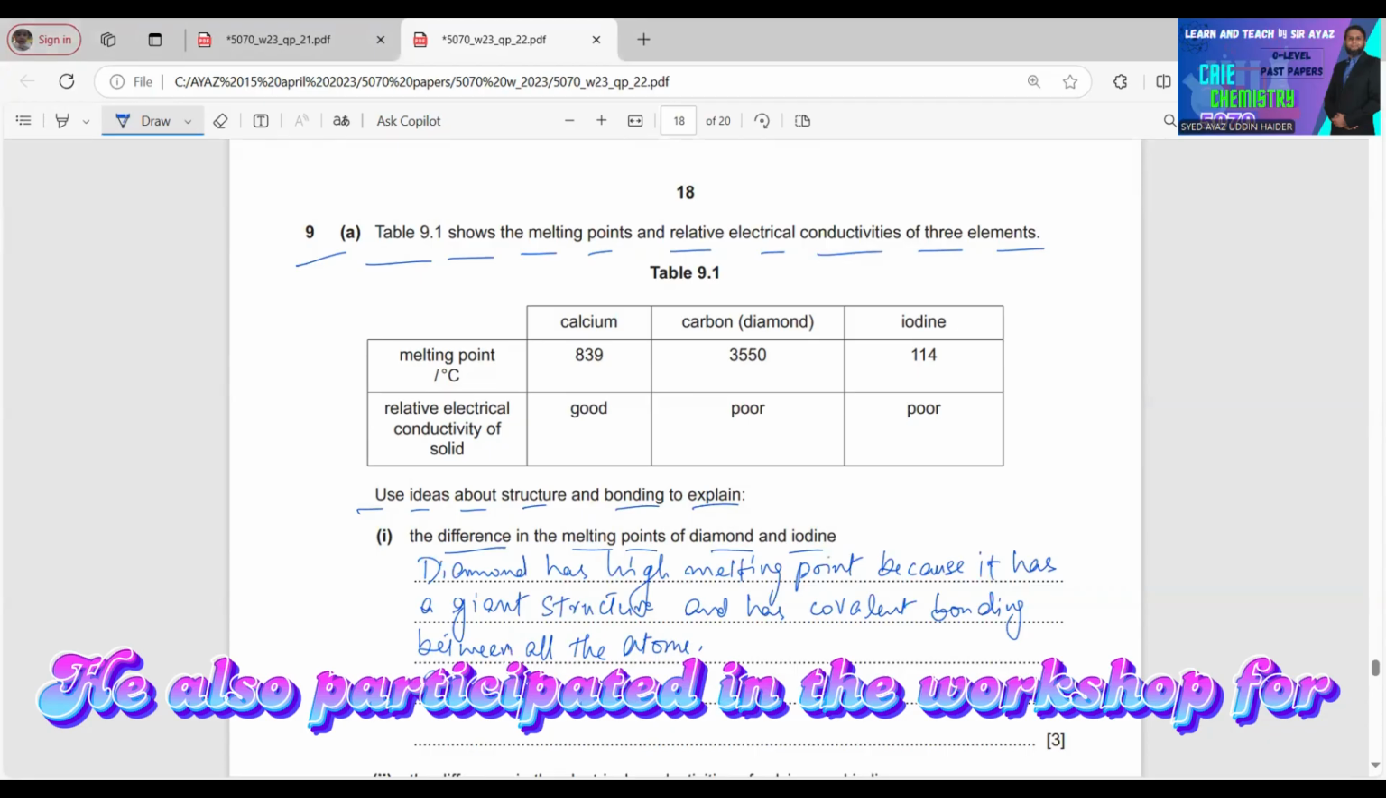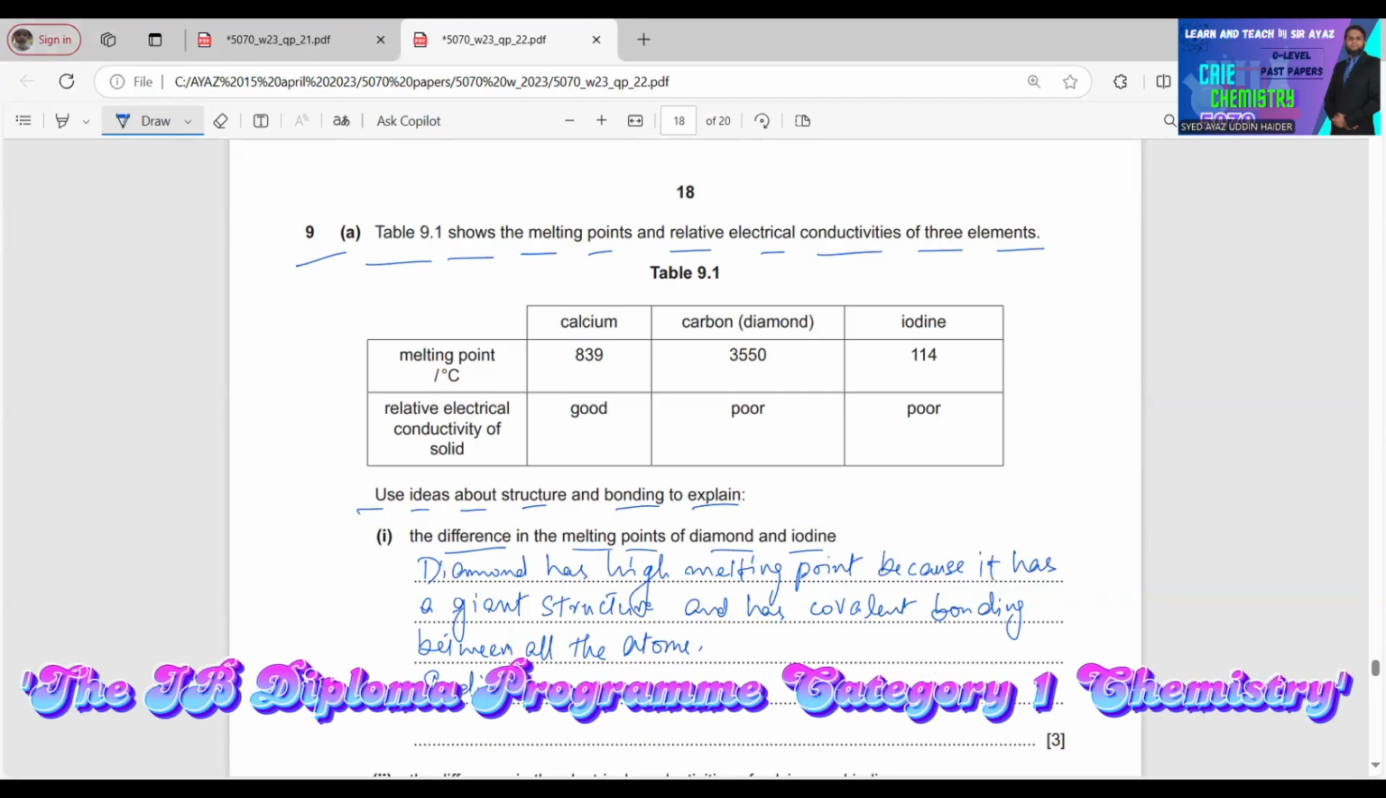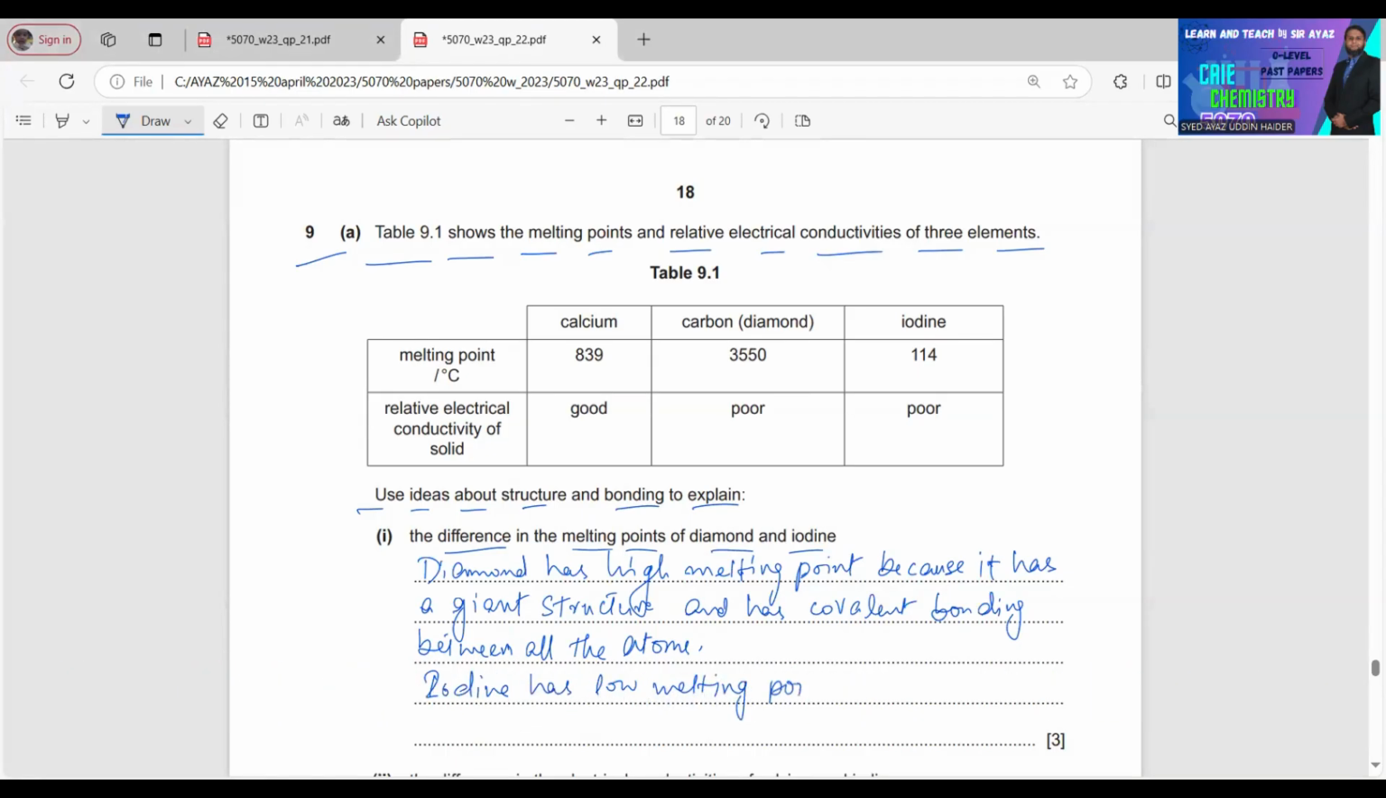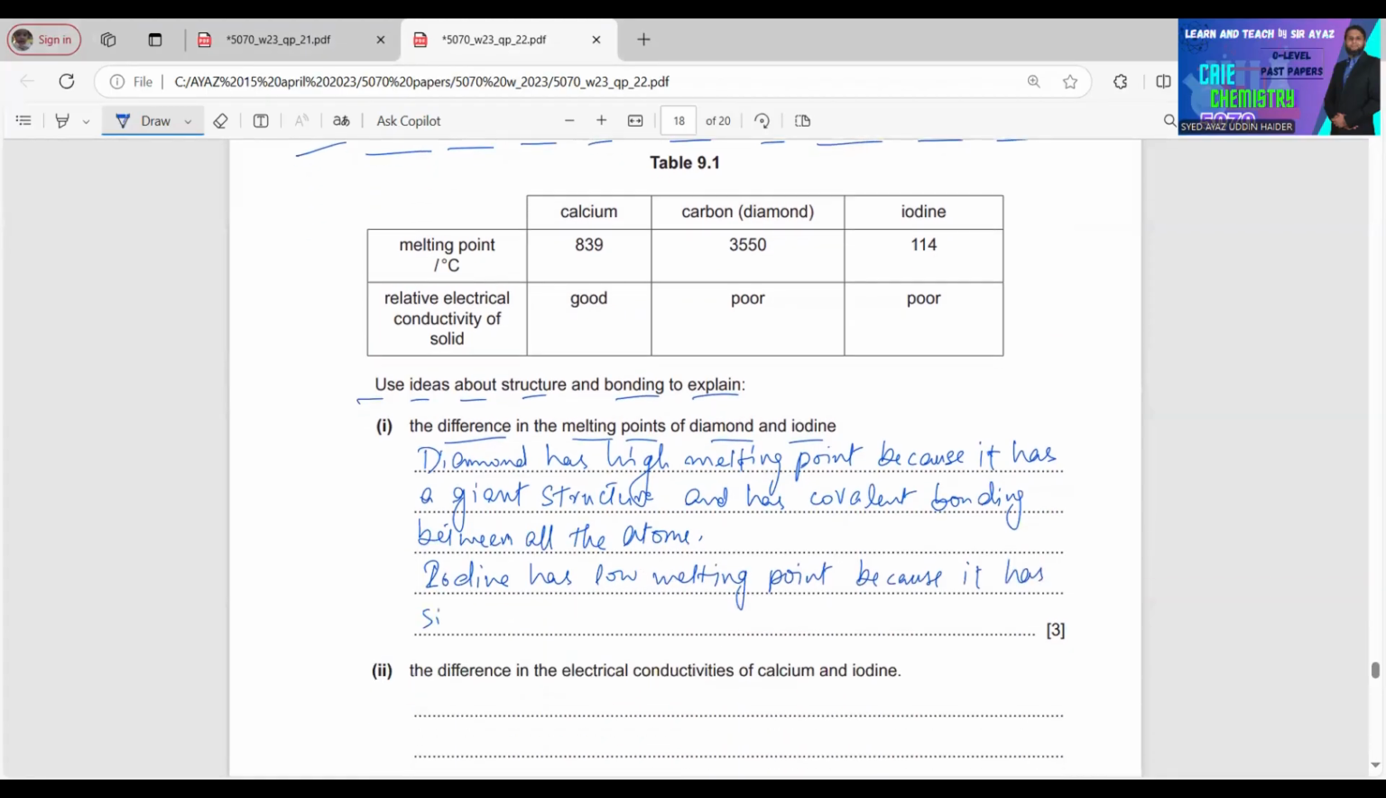Iodine has a low melting point because it has a simple structure, with weak forces, or weak intermolecular forces, between the molecules.